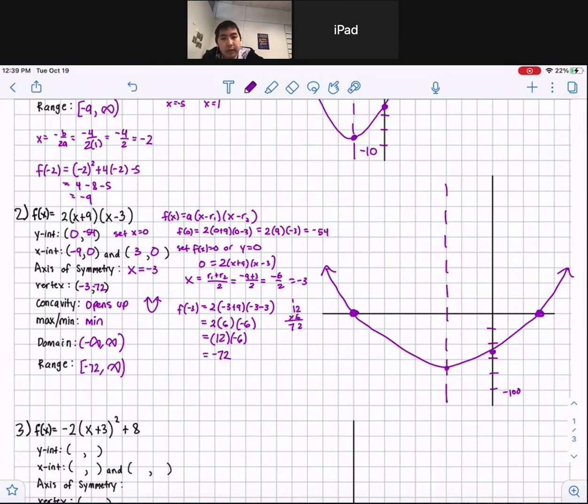So as you guys can see, this is your graph, and you need to graph each piece: x-intercepts, y-intercept, your axis of symmetry, and your vertex, right? You need to graph each piece, including the axis of symmetry line.